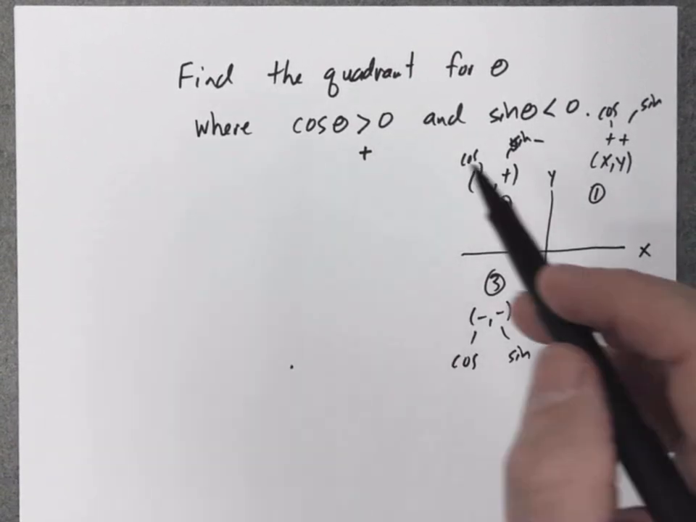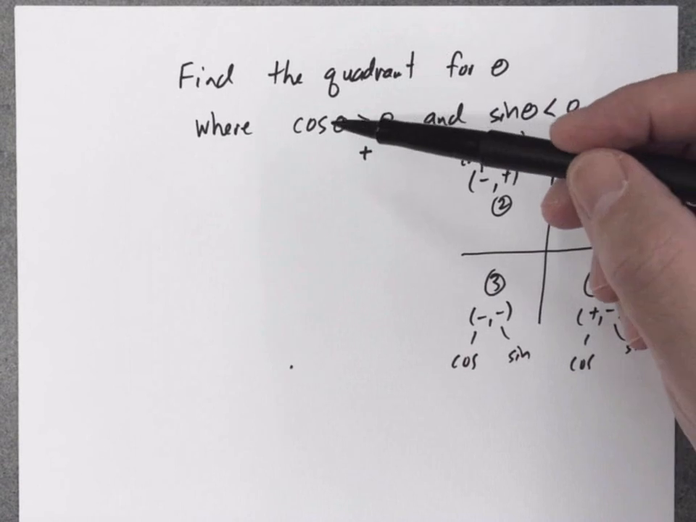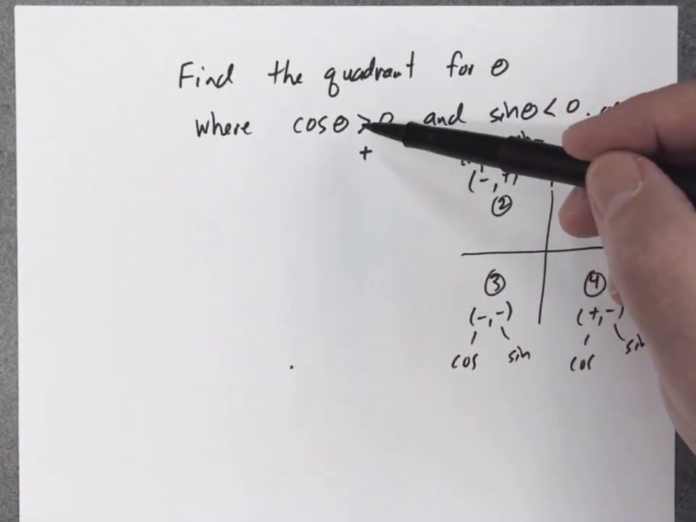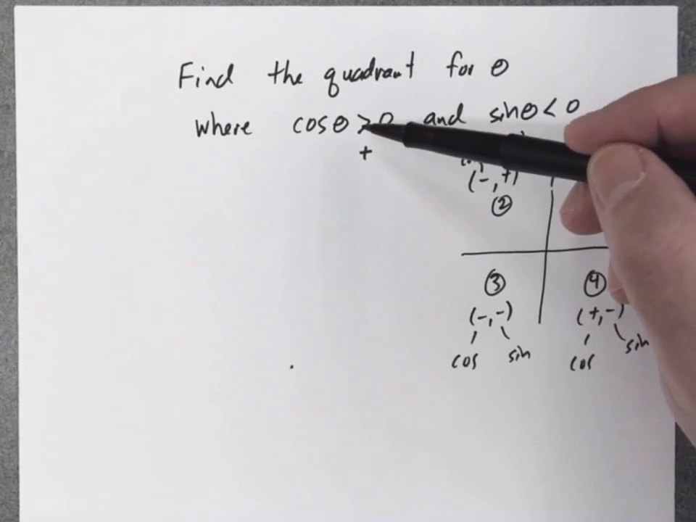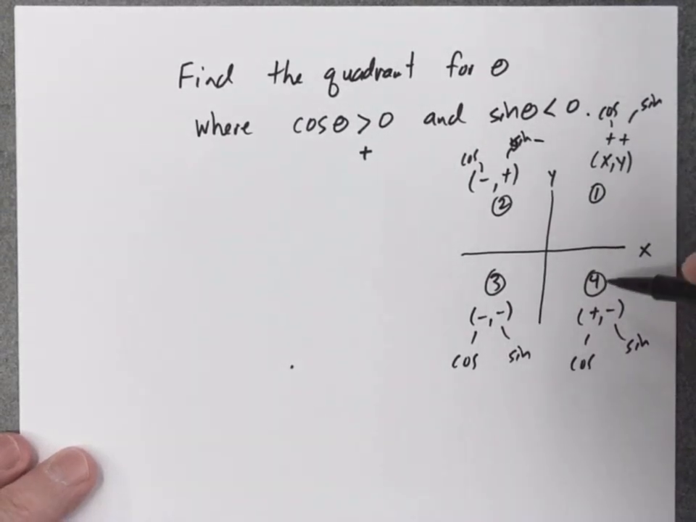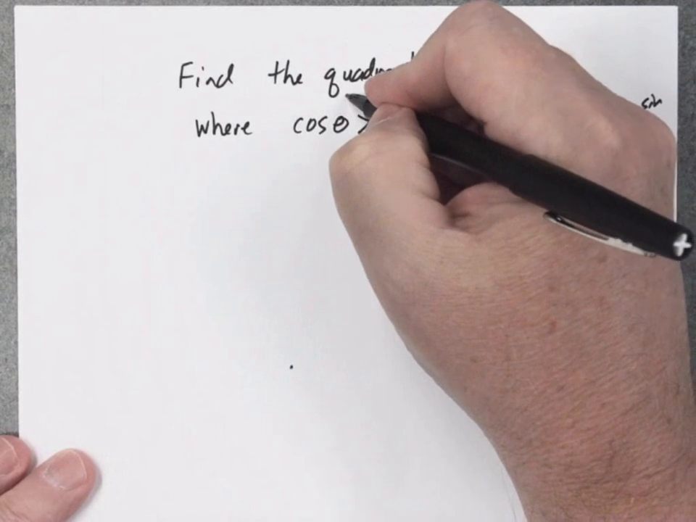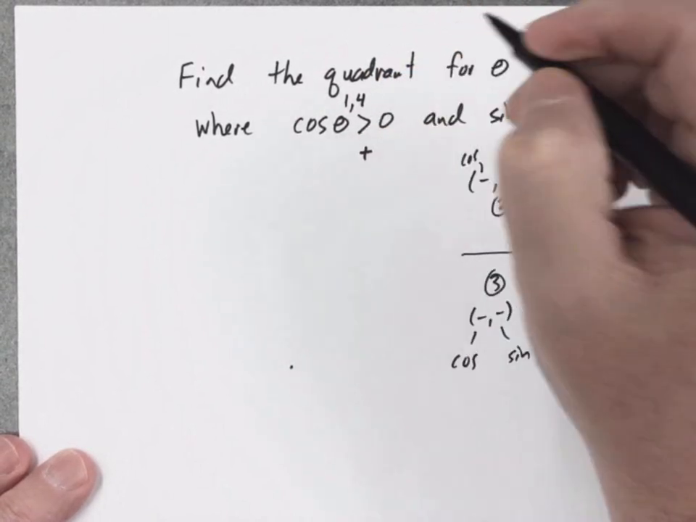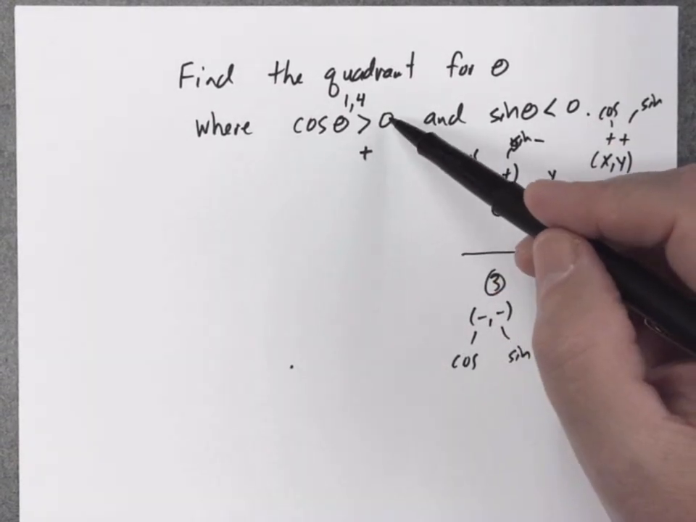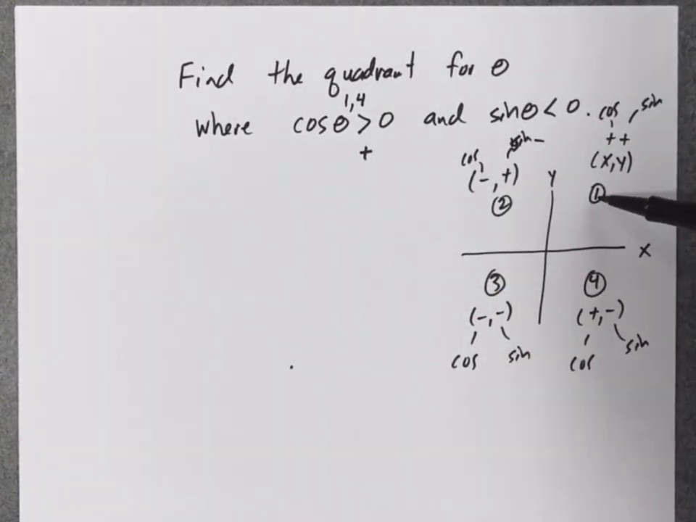So with that information, let's go back to this problem. They're saying the cosine is greater than 0. The cosine's positive. What are the quadrants where the cosine's positive? Well, the cosine's positive wherever x is positive. And that's in quadrants 1 and 4. So normally, I just go up here and I put the possible quadrants. For the cosine to be positive, I'm either in quadrant 1 or quadrant 4. And that's because x is positive in quadrant 1 and quadrant 4.